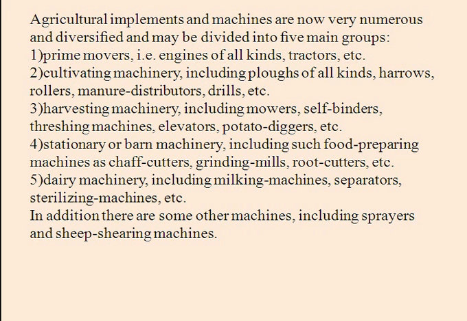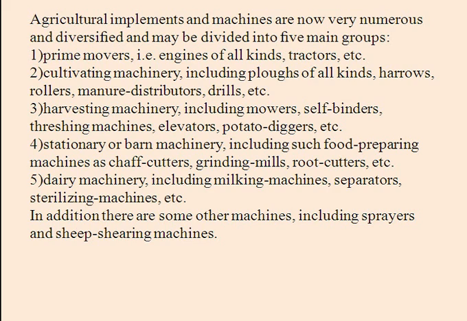Agricultural implements and machines are now very numerous and diversified and may be divided into five main groups. The first group, the prime movers: engines of all kinds, tractors, etc. The second group is cultivating machinery, including plows of all kinds, harrows, manure distributors, drills, etc.